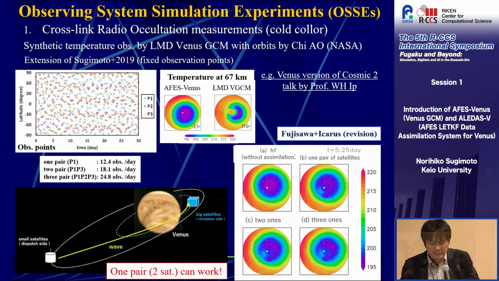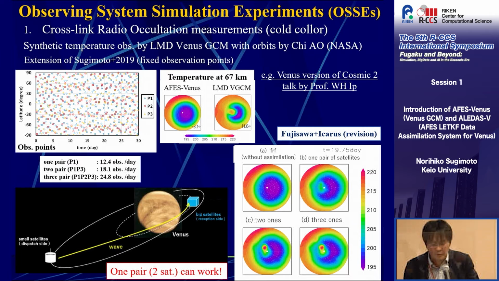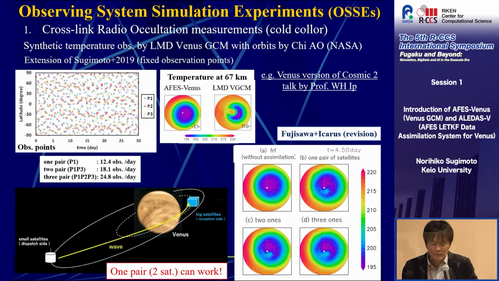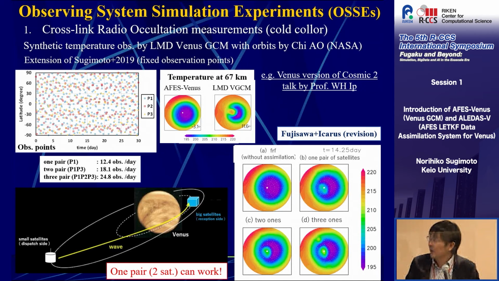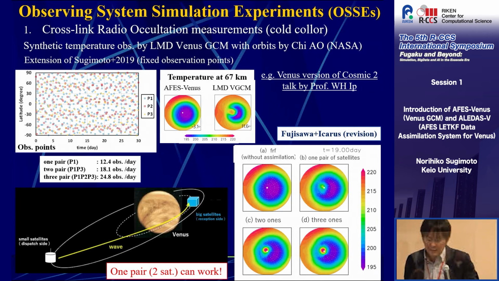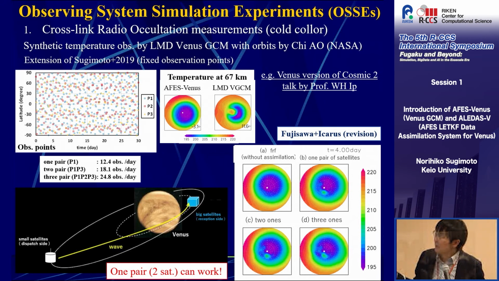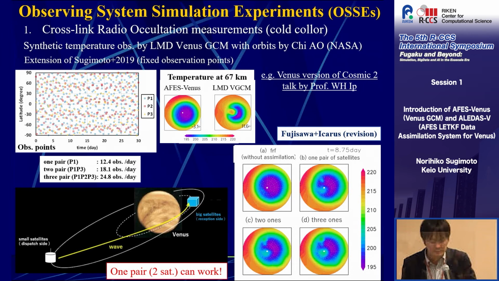So using the data assimilation technique, we also perform observing system simulation experiments using synthetic observation datasets produced by numerical models. So, for example, we now consider cross-link radio occultation measurement proposed by NASA. And this kind of cross-link radio occultation measurement is very cheap because we need only a small satellite, like GPS occultation or something. And we can observe temperature profiles at several points like this. And using only 1 pair or 2 pairs of satellites, we can reproduce the hot polar vortex with cold collar by temperature assimilation. So such observations are promising for future missions.